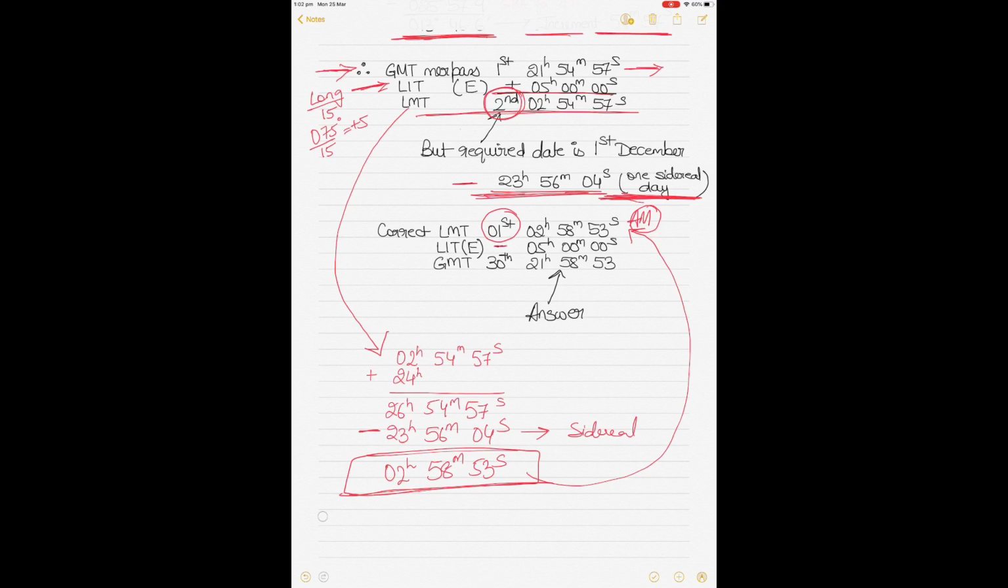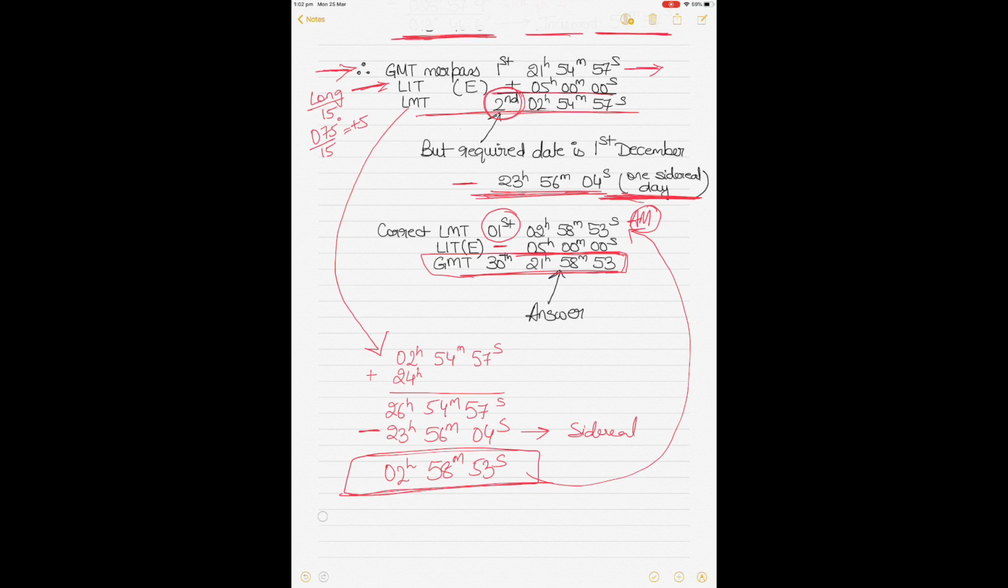Then I subtract my LIT in this case, because now I'm going backwards. I subtract my LIT of 5 hours because it's east longitude, so GMT will be lesser than my local mean time. When I subtract 5 hours, I go back onto the previous day. So then GMT of meridian passage is 30th of November 2100 hours 58 minutes 53 seconds.